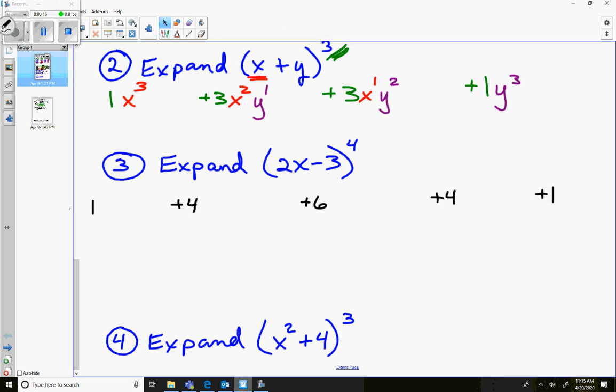This time, my first term is a 2x. So the entire 2x gets the 4th power. The entire 2x gets cubed. 2x to the squared. 2x to the 1st. 2x to the 0, which I'm not going to write.